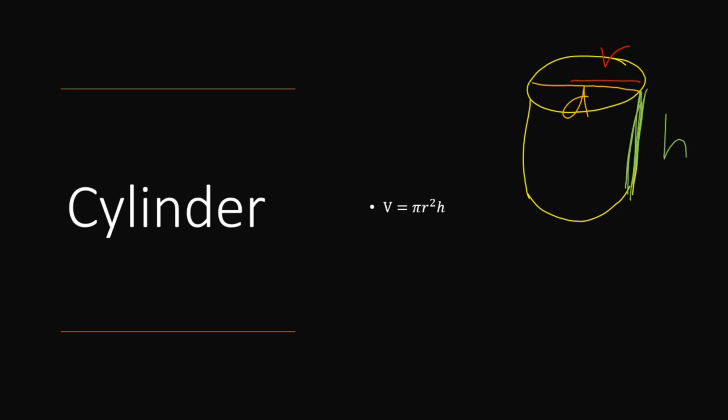So let's say your height is 3, your radius is 5, and let's try to solve this problem. So volume equals pi times the radius squared, which would be 25 because 5 squared is 25, times the height, which is 3. So 25 times 3 gives you 75. So the volume is 75 pi.